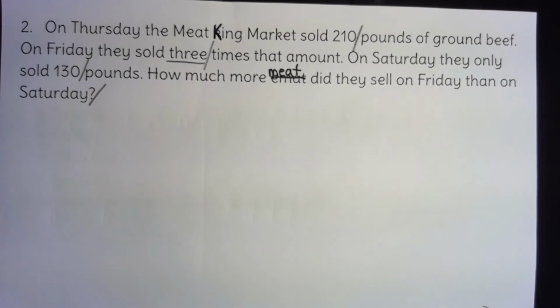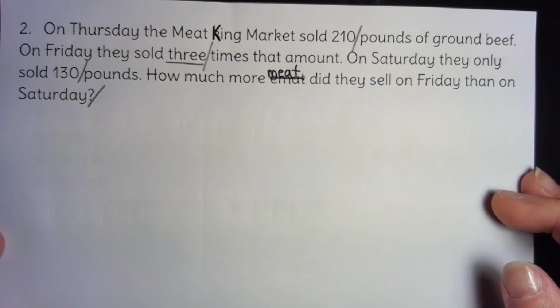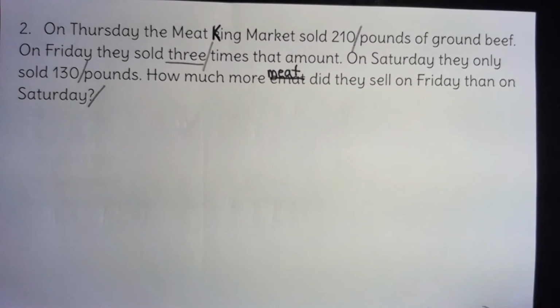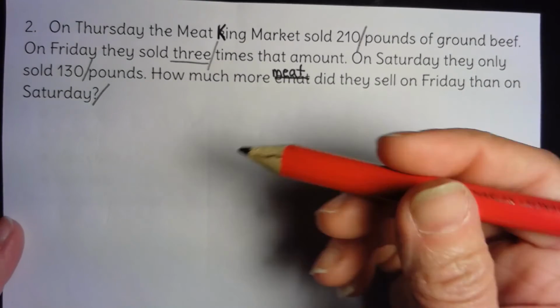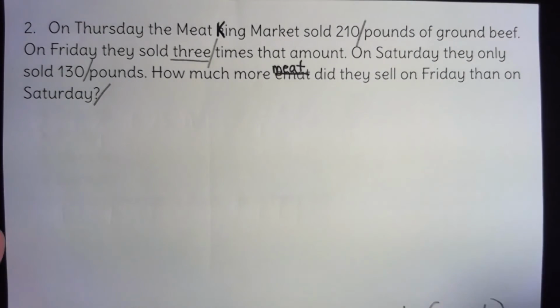Okay, so now we're going to stop and have a think. So there's a market that sells meat. On Thursday, they sell 210 pounds. On Friday, they sell 3 times that amount. And on Saturday, they only sell 130 pounds. So they want you to compare the amount they sell on Friday and on Saturday. So here's the problem, really. They tell you on Saturday it's 130. They don't tell you how much they sell on Friday, really. They tell you a clue. So here's the clue. Thursday is 210 pounds. Friday is 3 times that amount.